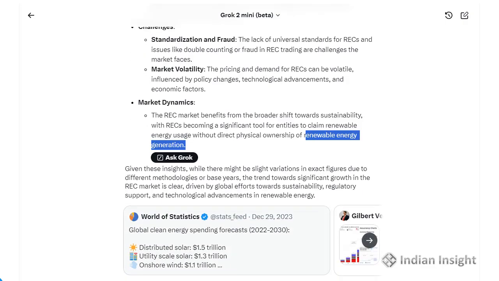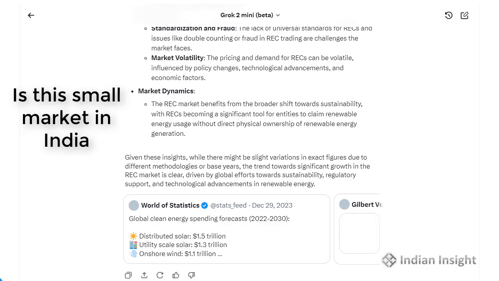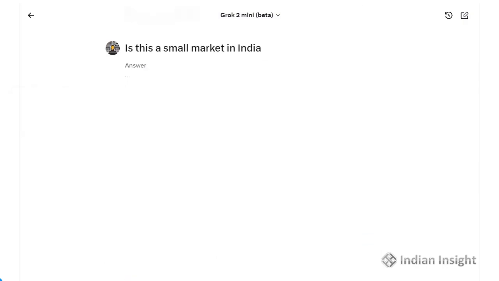And so the next question is, is this a small market in India? Because if it's a small market in India and if it's going to grow and if it's going to grow fast, then the company can benefit from growth in this market.